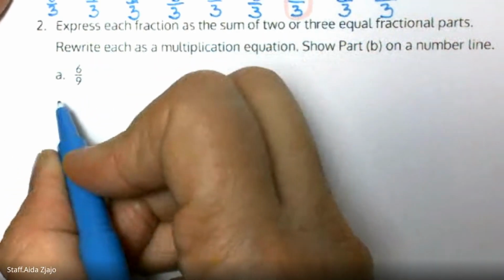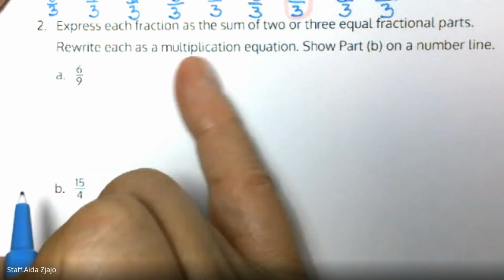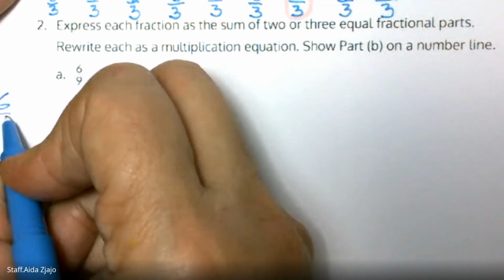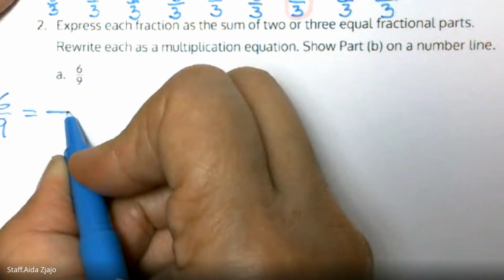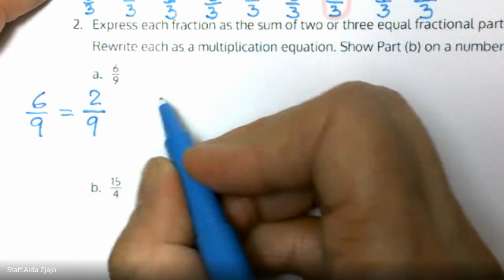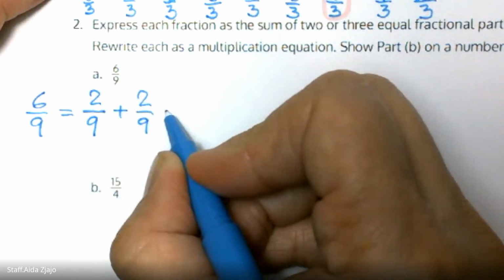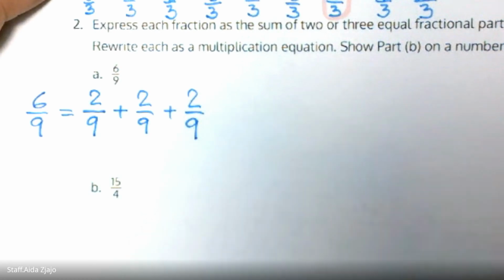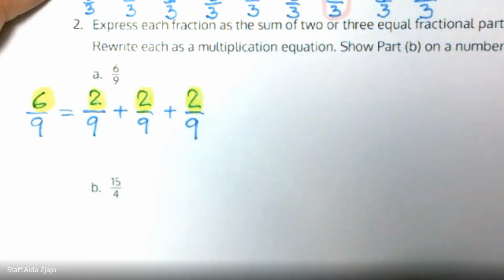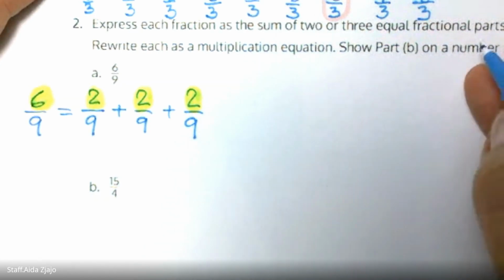It's like having 6/9 and the sum of 2 or 3 equal fractions. So let's see, 6/9. Okay, so let's break apart 6 into 2/9 plus 2/9 plus 2/9. If we add the numerators, 2 pieces plus 2 pieces plus 2 pieces, we'll get 6 pieces. The size of our fractions is a ninth. So the unit fraction is 1/9.